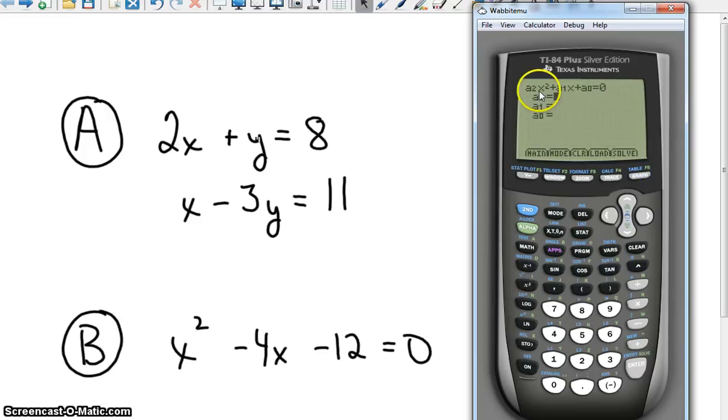So my x squared term is 1. My x term is negative 4. And my constant term is negative 12. So this is going to tell me the two places that the function crosses the x-axis, at 6 and at negative 2. And you'll notice if you factorize this, it would become x minus 6 times x plus 2. So we're actually solving it, we're not factorizing it.